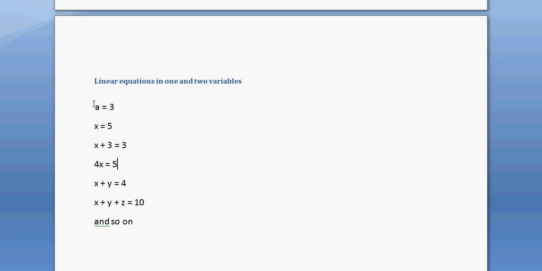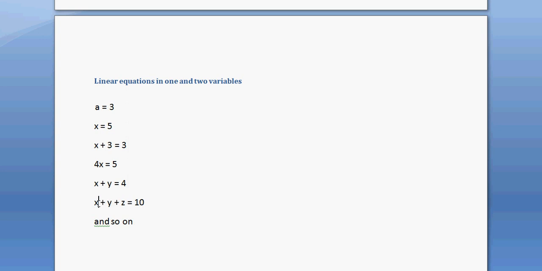So these four are all linear equations in a single variable. You see, only x is the variable, but if we have two variables, for example x and y, it is a linear equation in two variables, and if we have three, it is a linear equation in three variables, right? So the highest power of any variable would be 1. We can see the highest power of any variable is 1.